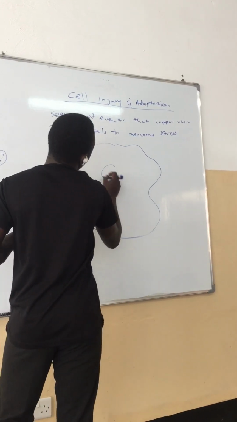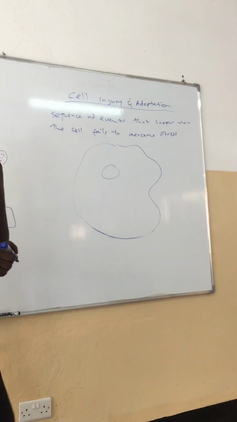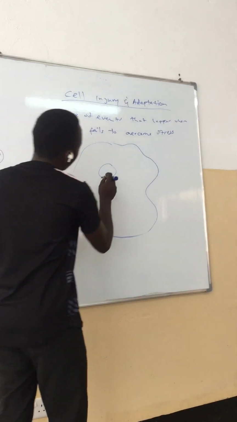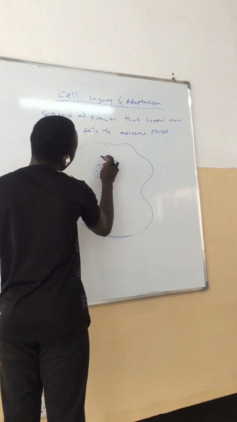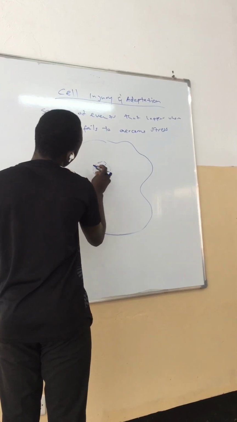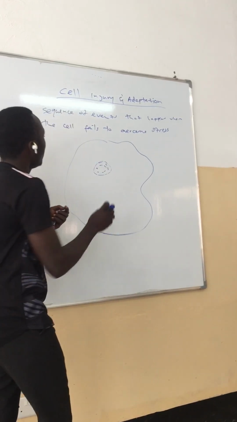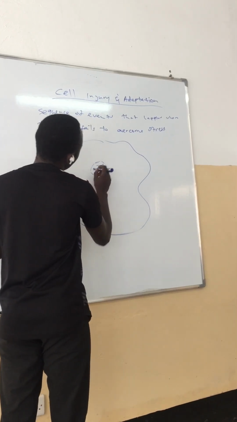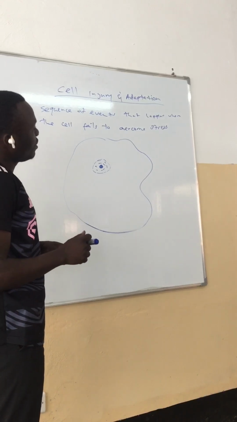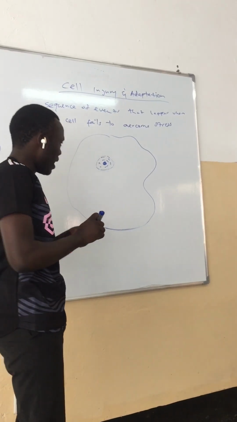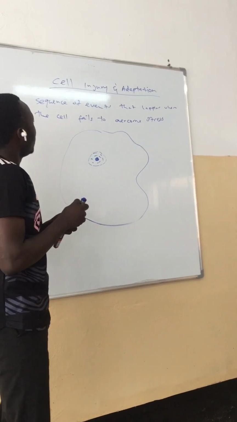So what normally happens is that you know that the cell has a component called the nucleus. In this, we have what we call the chromatins, the nuclear envelope, and the nucleolus inside here. The function of this is to control all the activities of the cell that normally happen here.